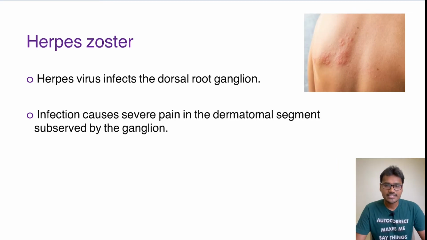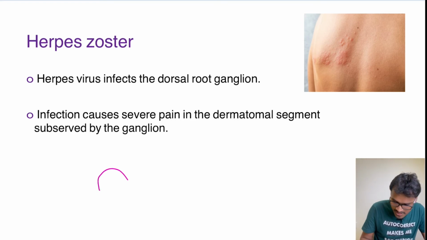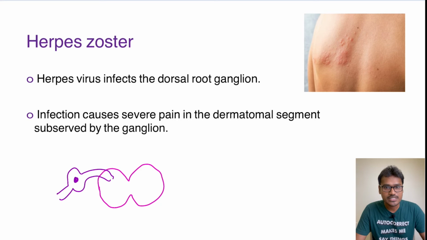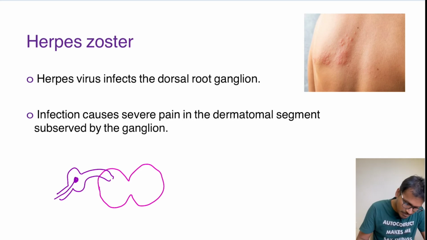So coming to the next term, that is herpes zoster. All of us know herpes zoster is a viral infection. What happens here is the virus usually infects the person. Not only that, it is going to go and subside in the dorsal root ganglia. It will be staying there throughout the life of the person, and at a later stage this herpes zoster can get activated and cause pain in the particular dermatomal region.